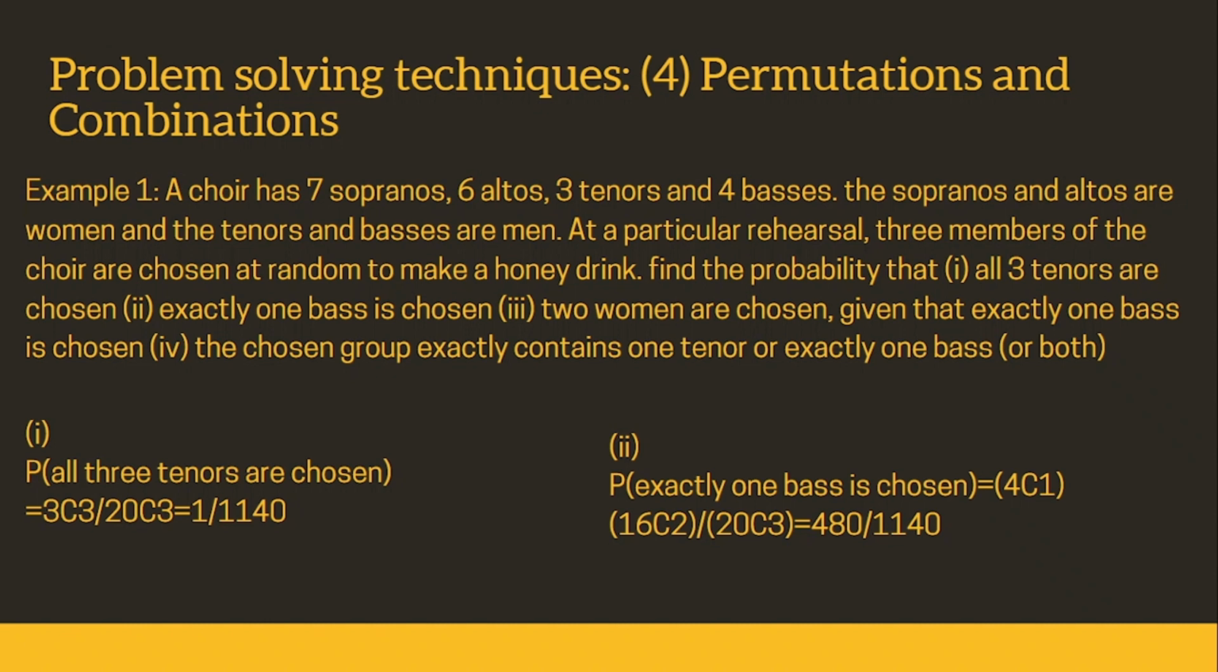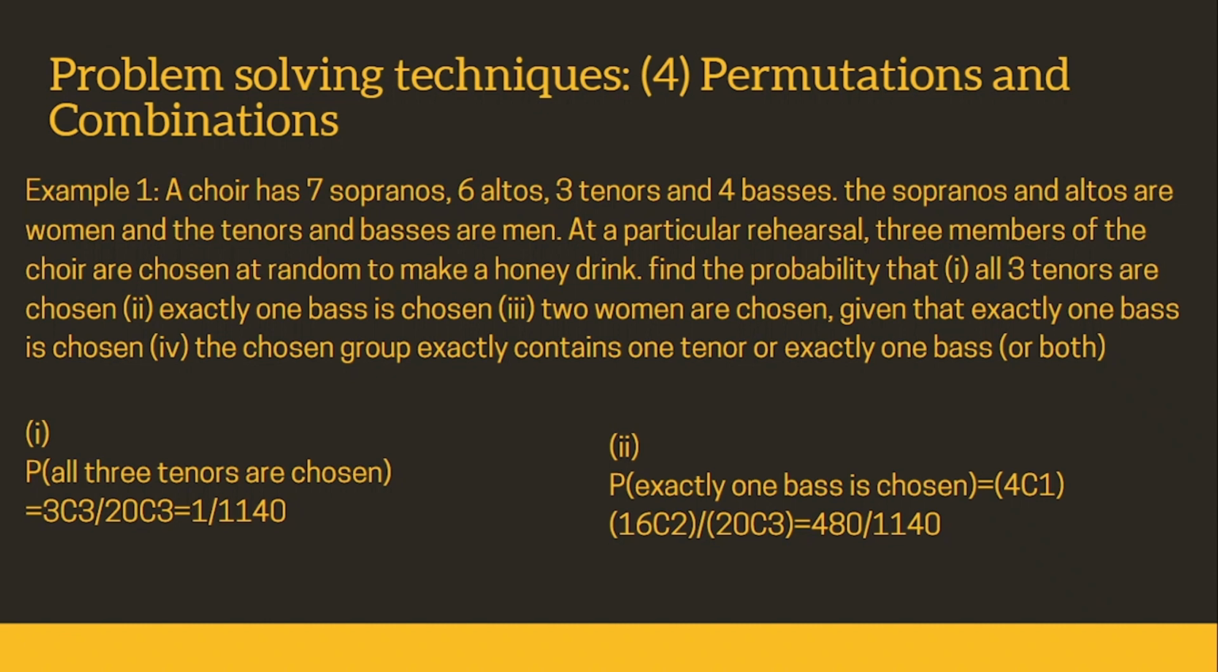So for part 1, you will just use 3 choose 3 because there can only be one scenario where all the tenors are chosen and nobody else is selected. Then for your denominator, it's just the total number of outcomes, which in this case is the total number of people, 20 choose 3. So it will be 1 over 1140.